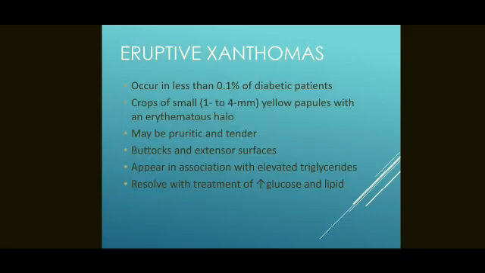Eruptive xanthomas occur in less than 0.1% of diabetic patients. They present as crops of small yellowish papules with an erythematous halo. They may be pruritic and tender. Buttocks and extensor surfaces are the most common sites. It appears in association with elevated triglycerides. It resolves with treatment of glucose and lipid.